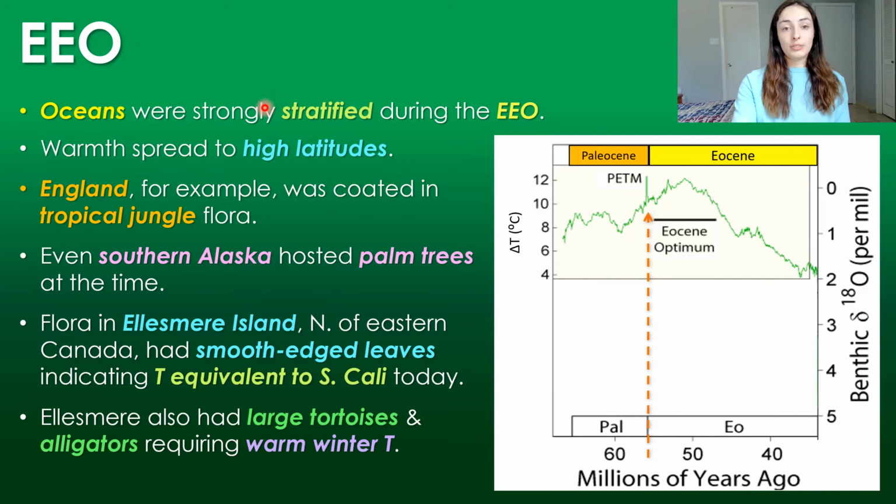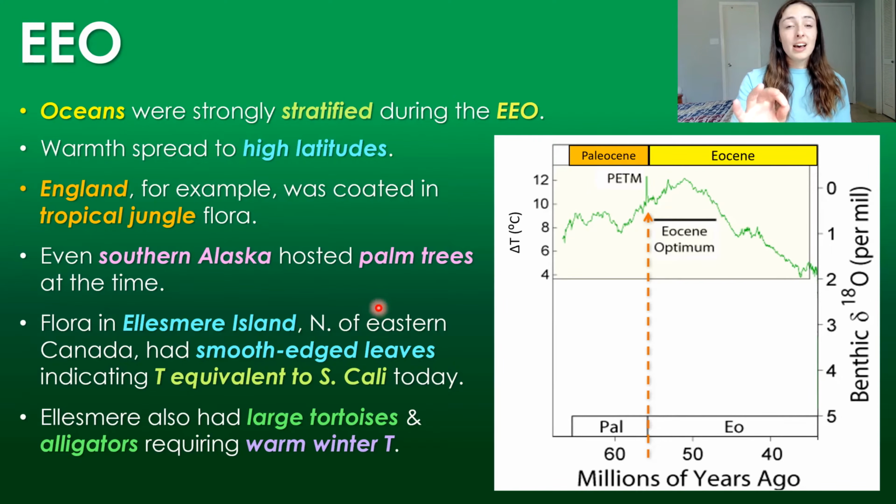Oceans were strongly stratified during the Early Eocene Optimum for the same reasons as before. Warm high latitudes would lead to warmer polar waters that wouldn't sink like cold waters do today to drive deep water circulation as well as oxygen to those bottom waters. So they remained pretty stratified, with lack of oxygen in the bottom waters, lack of upwelling, etc.